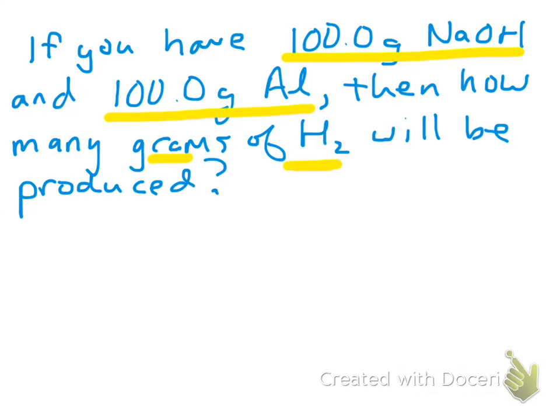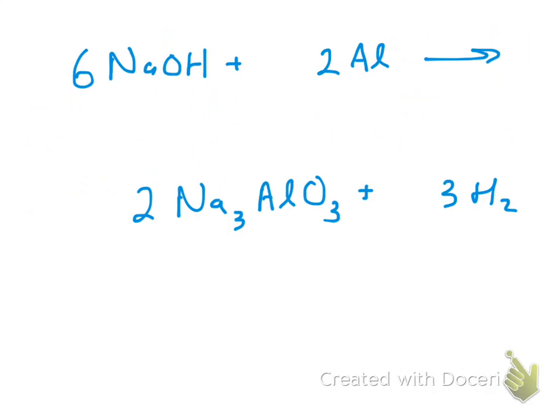To do this, we need to have the balanced chemical equation, which is provided in the problem. So here it says we have 6 moles of NaOH plus 2 moles of aluminum makes 2 moles of the sodium aluminate and 3 moles of the hydrogen gas.